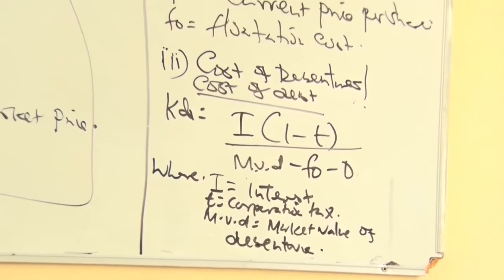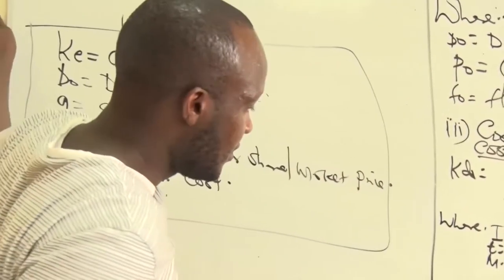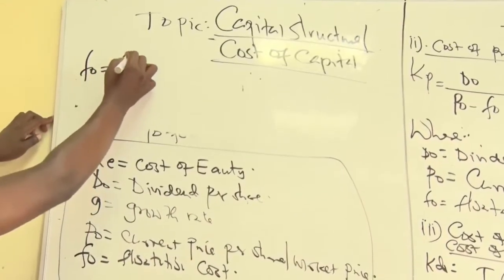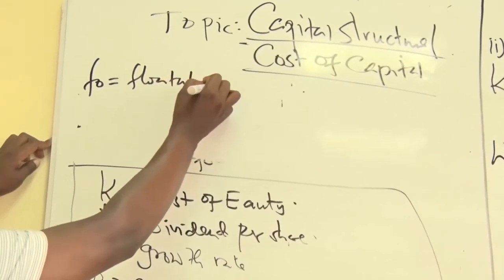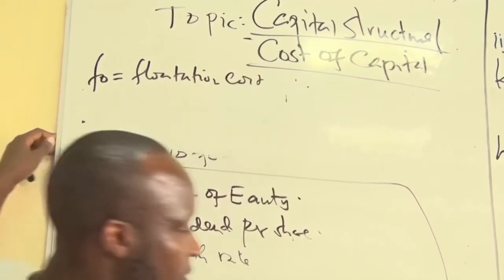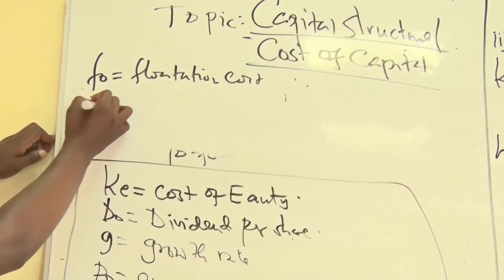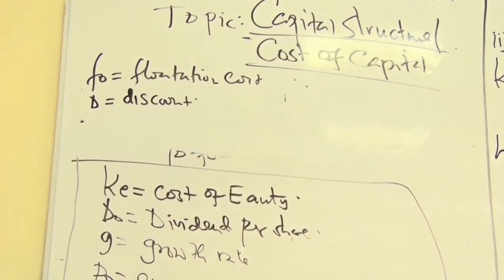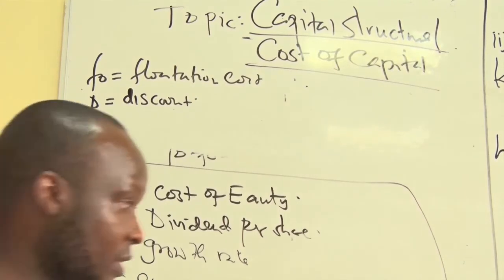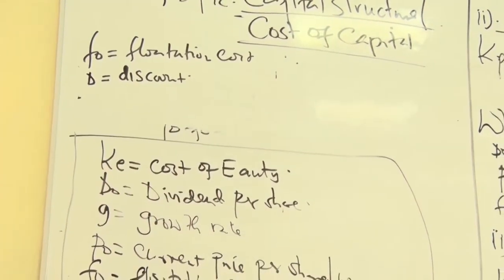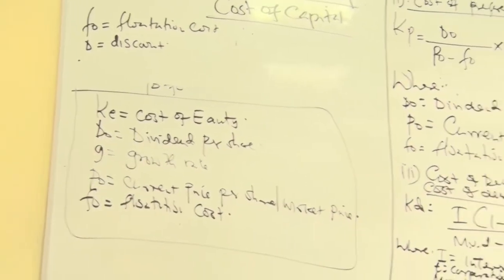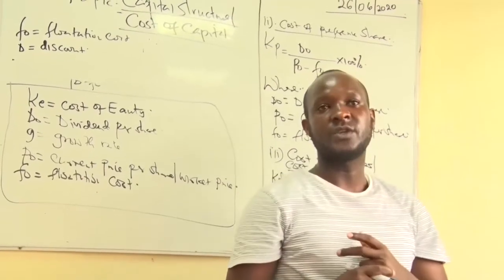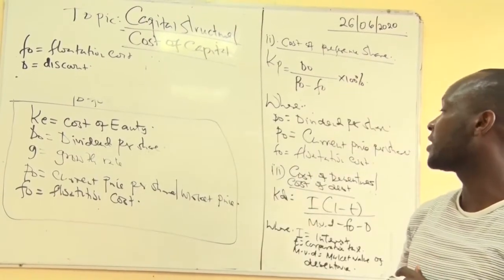So let me go up here. Market value of debenture. Then we have FO. FO in this case is the flotation cost. That one you know, flotation costs. The next one is D, which we have said is the discount. So these are the formulas we'll be able to use to calculate the cost of each component: the cost of equity, cost of debentures, and the cost of preference share.